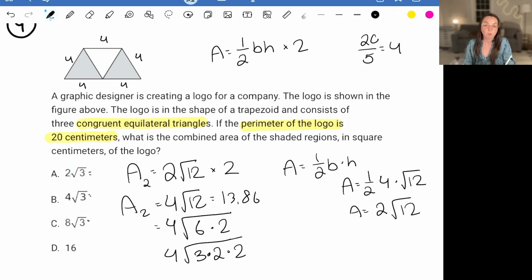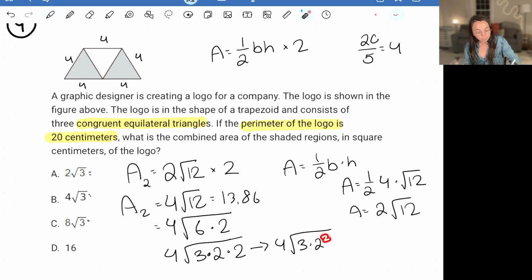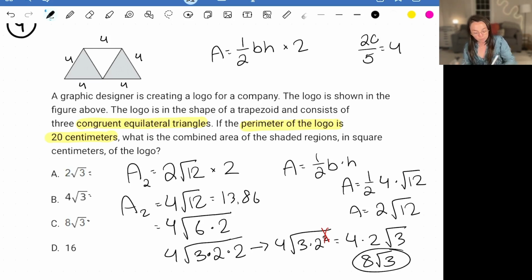Now the key here is we want to make pairs. So we have 2 and 2. The reason why we want pairs is because we want to square something, because the squares cancel out the square root. So let's move this way so we don't run out of space. 3 times 2 squared. This square cancels out the square root over the 2. This guy goes away. So we can say 4, and that 2 got pulled out, and the 3 is still stuck underneath the square root. 4 times 2 is 8, square root 3. And that's going to be C.